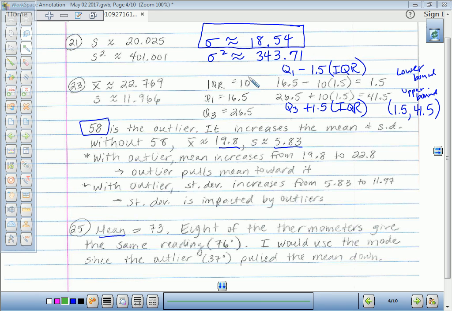Yes, ma'am? How would you know whether or not you were given the entire population? In 21, you were just given a set of numbers, and it was not in context of a word problem. And if I give you a set of data, the only assumption you can make is that's all of it, unless I said, this is a sample.